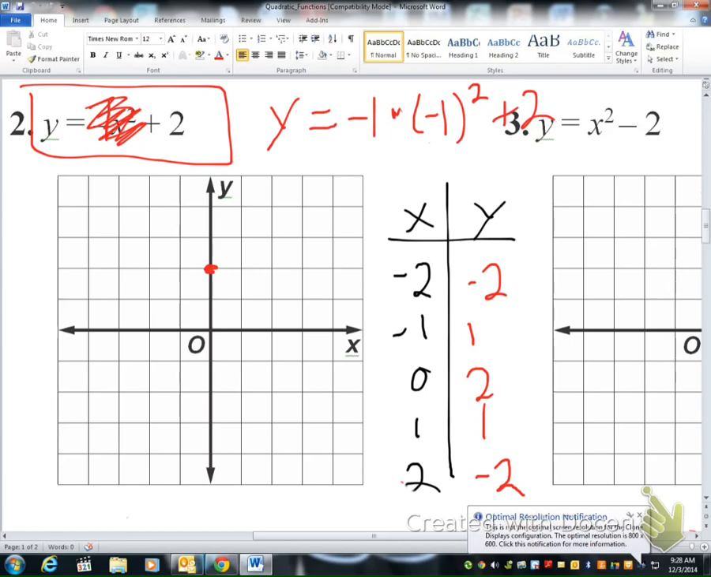Negative 1, 1 means I go left 1 and up 1. Positive 1, 1 goes right 1 and up 1. And then negative 2 puts my point here. And positive 2, negative 2 puts my point there. Alright, so those are my points.